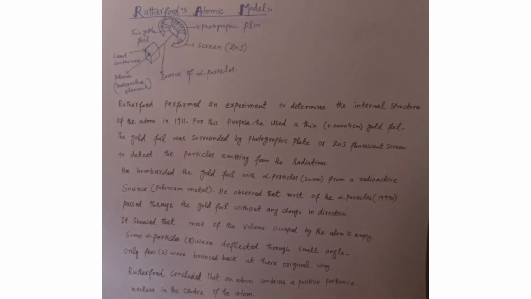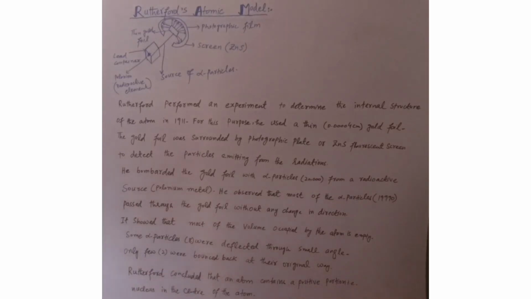Some particles were deflected through small angles. Only a few were bounced back. Few particles were bounced back along their original way. They bounce back. Rutherford concluded that the atom contains a positive portion.